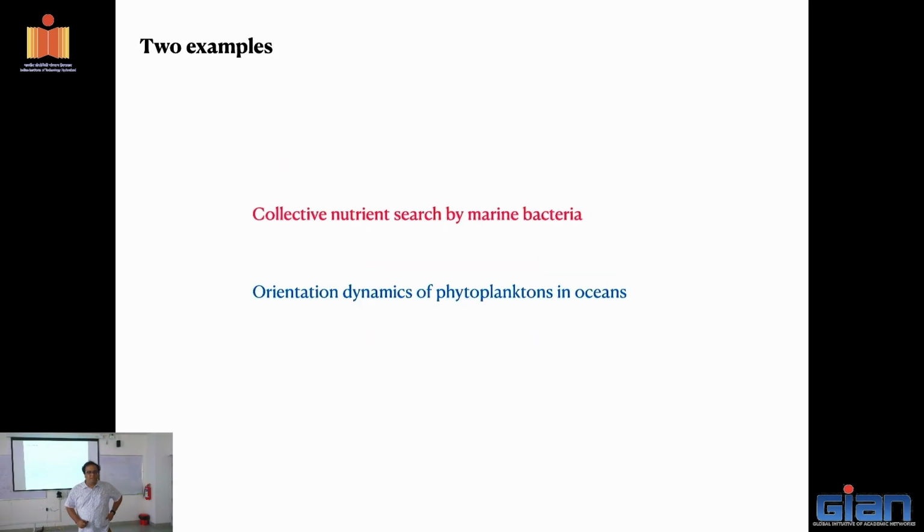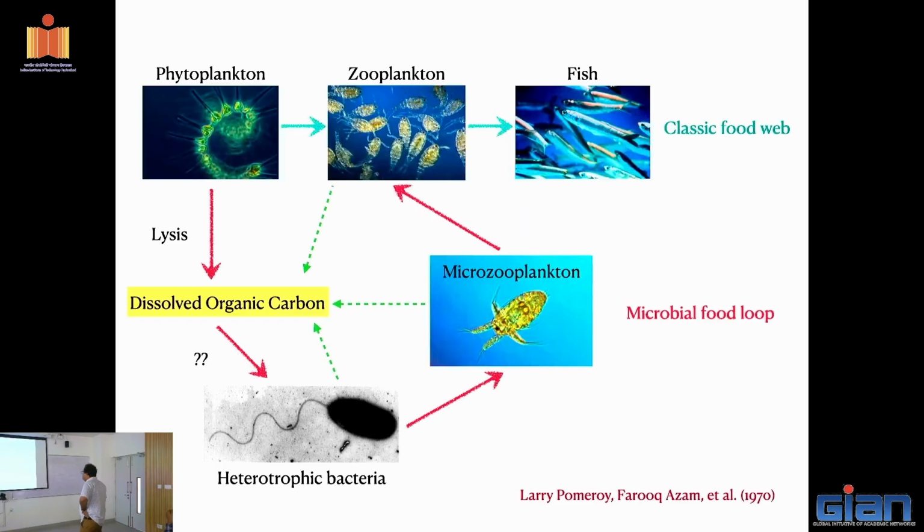So what are these two examples? These two are collective nutrient search by marine bacteria. That's the first example I'm going to consider. The second example is the orientation dynamics of phytoplanktons in oceans. And these two are linked to some extent, and you will see.